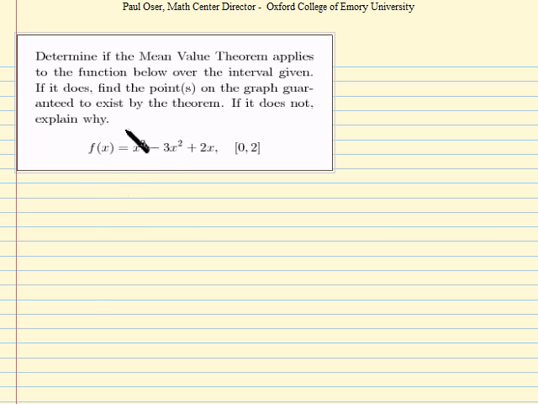Okay, we have a mean value theorem problem here. We are to determine if the mean value theorem applies to the function below, that's this function right here, over the interval given, and if it does, we need to find the points, so we're after some ordered pairs here, on the graph that are guaranteed to exist by the theorem. And if it doesn't, we need to explain why.